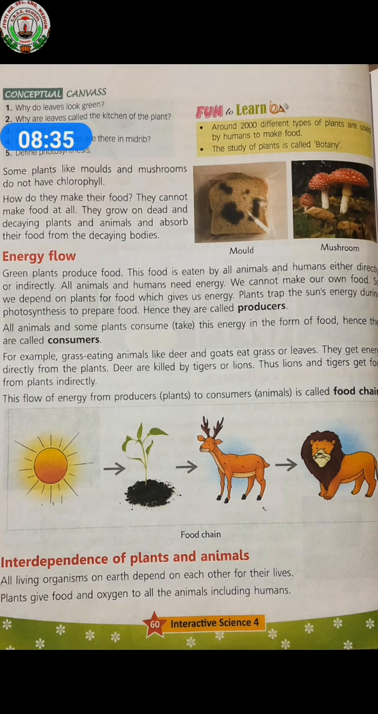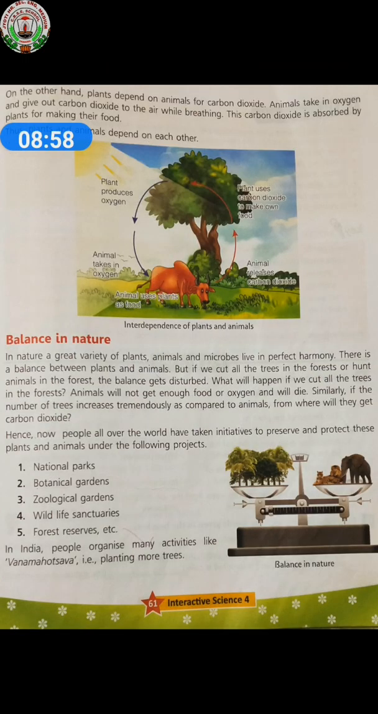All living organisms on earth depend on each other for their lives. Plants give food and oxygen to all the animals, including humans also. So we are getting food and oxygen from plants.